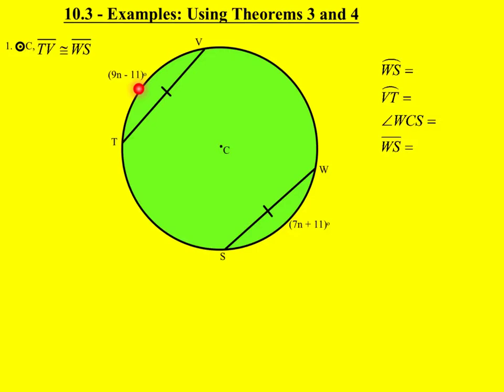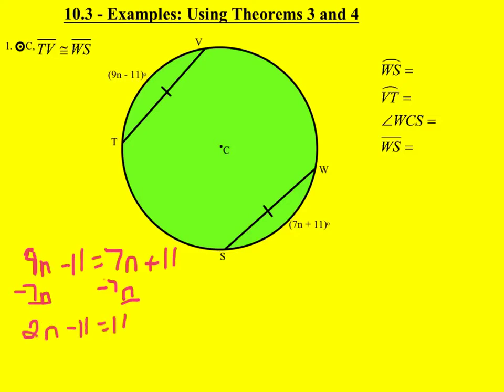And if we're going to write that out to solve it, we're going to write 9n minus 11 is equal to 7n plus 11. We subtract our 7n and solve. We get 2n minus 11 equals 11. Add your 11. We get 2n equals 22, divide, n equals 11.